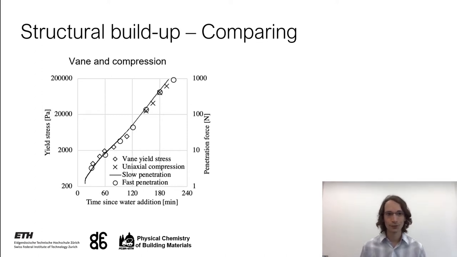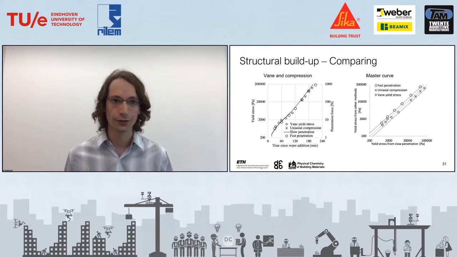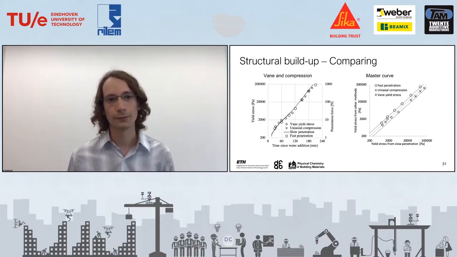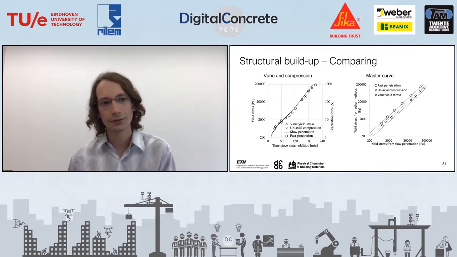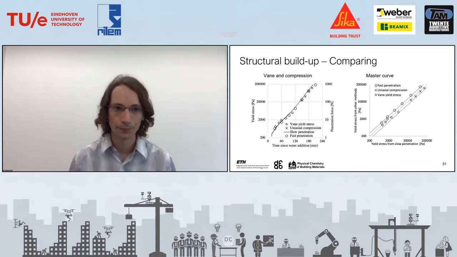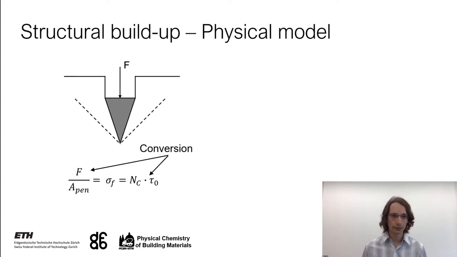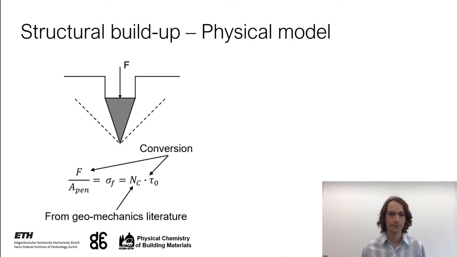And now what we can contribute on top of that is to use a geomechanical analogy to calculate the yield stress based on the slow penetration test. And what we see is an excellent agreement between the slow penetration and all the other methods without us needing any fitting parameter. So the way that works is that we make an analogy with foundations in soil, and we get a physical model that looks like this, with an equation directly linking the force that we are measuring to the yield stress, and there being a prefactor that comes from literature in geomechanics.